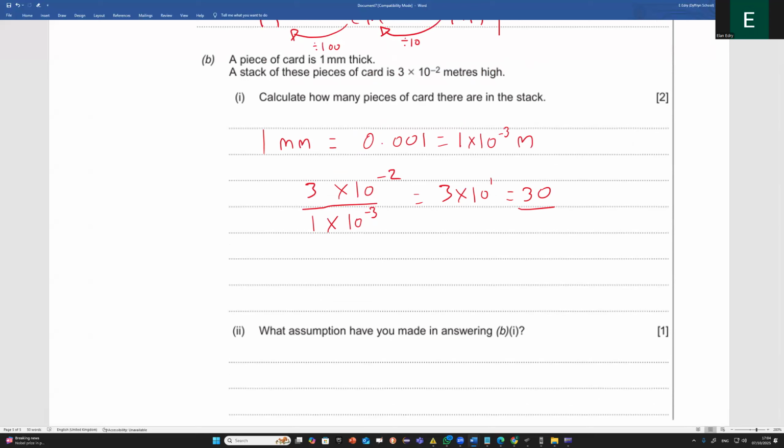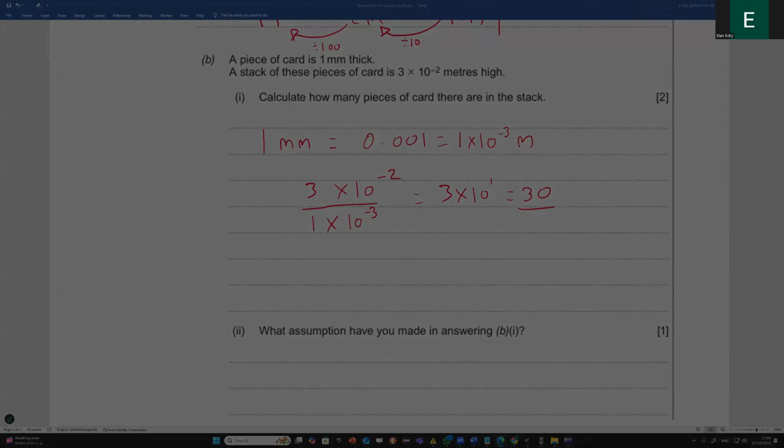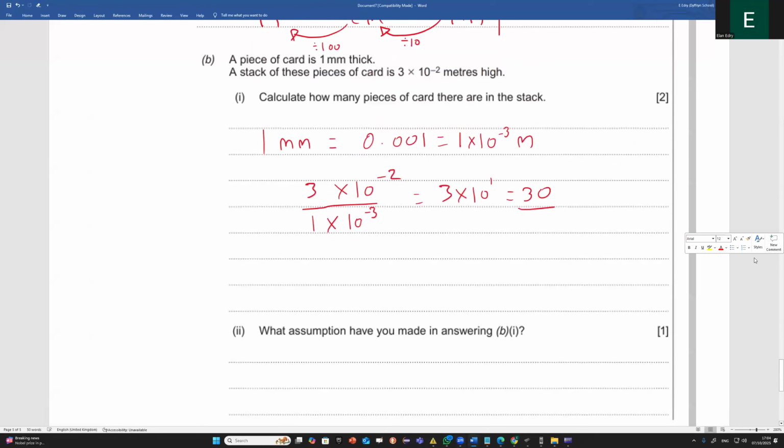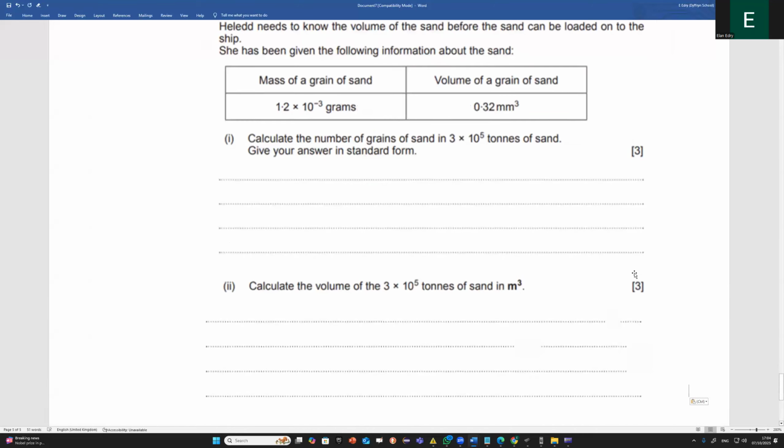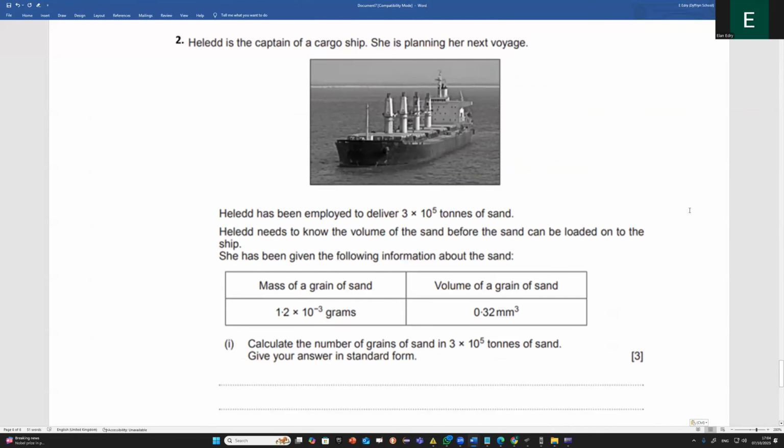That's great. Maybe we'll try a higher question here. Right, so this one's a calculator question. Hella has been employed to deliver 3 times 10 to the 5 tons of sand. She's been given the following information about the sand.